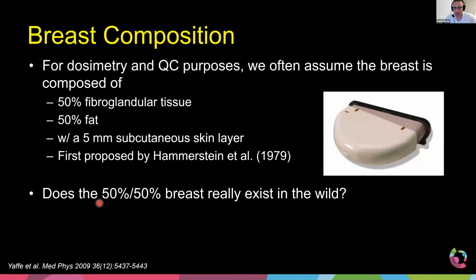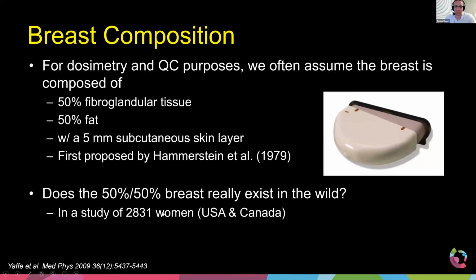Well, I showed you the breakdown of the trending. So we know that glandularity changes with age. We also know that breast thickness is actually not on average 4.2, at least in the US. Admittedly, I couldn't find any studies for Thailand.